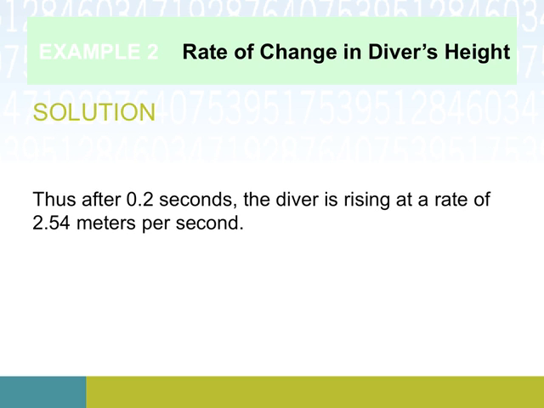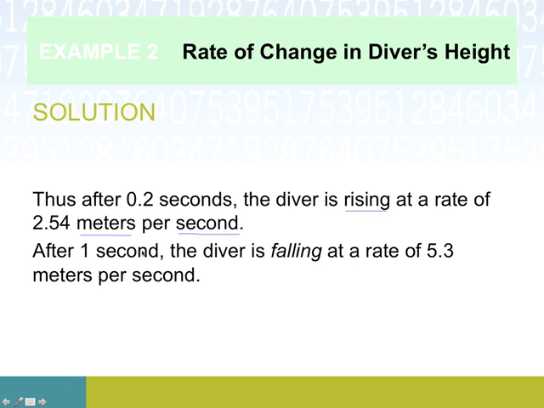The interpretation piece, as usual, is one of the most important facets. That h prime of 0.2 means that after 0.2 seconds, the diver is rising. Remember, this is not just an actual height. It's not saying that the diver is 2.54 meters off the ground. The rate of change, this derivative, is telling us how the height is changing as time goes on. So rising is an indicator of rate of change. It's rising at a rate of 2.54, and the units on output are meters, units on input are seconds. So the units on the derivative are meters per second.